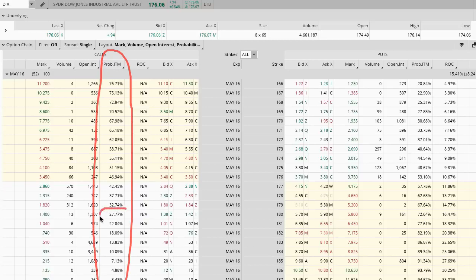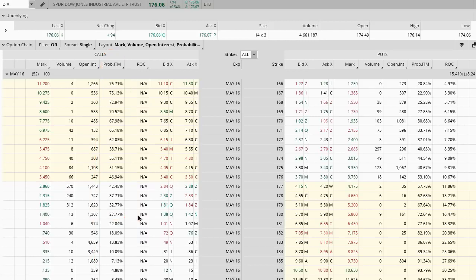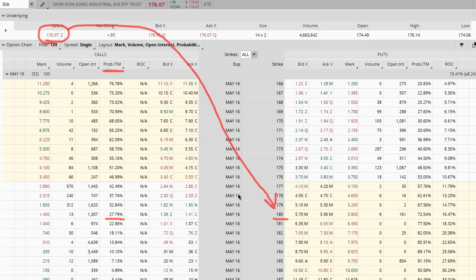So in this case, we could use either the 179s or the 180s, but we'll look at the 180s. You can see here that the 180 strike calls have about a 30% chance, 27.8, so I'm rounding up to about a 30% chance of being in the money at expiration. Which again means that there's about a 30% chance that DIA goes from where it is right now at 176 and closes above 180 between now and expiration.